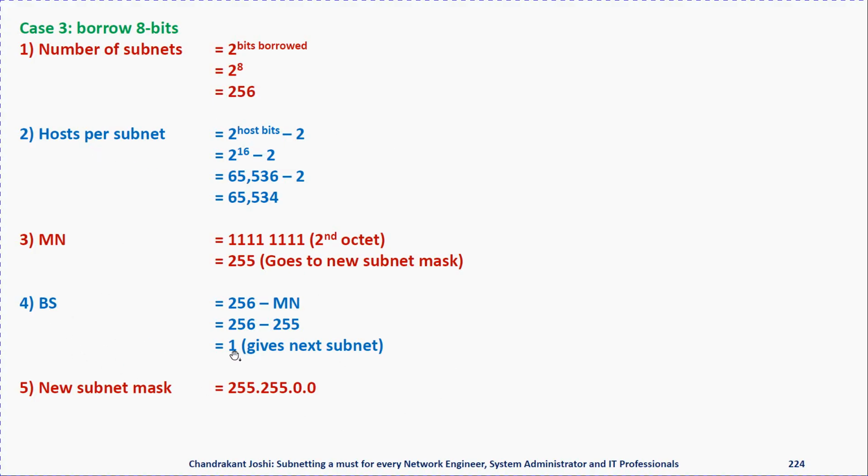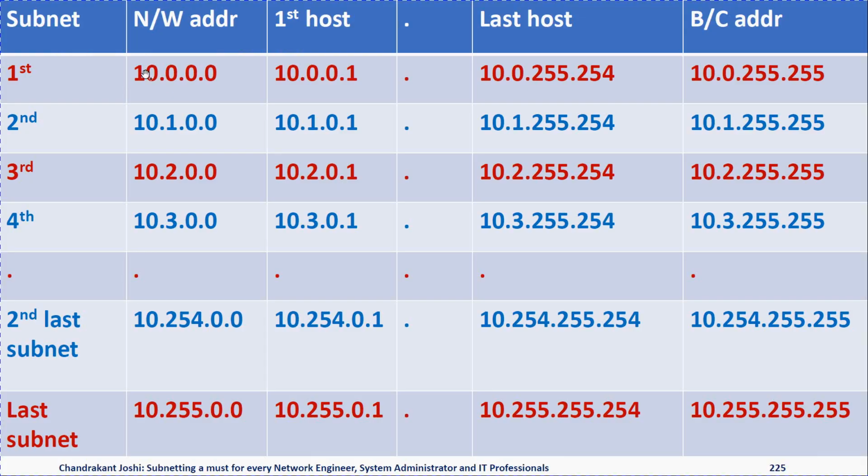In this case the block size will be 1. And this is in which octet? Second octet. So what happens in second octet? There is an incremental value by 1. So 10.0, 10.1, 10.2, 10.3 all the way to 10.255. So these are the 256 networks.